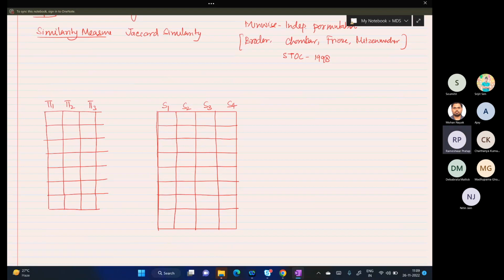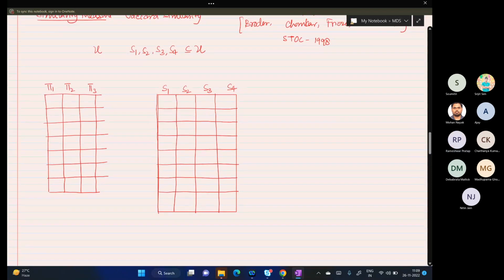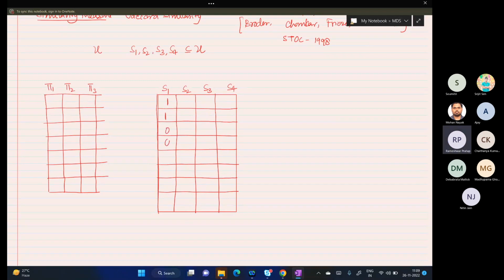Okay, so suppose these S1, S2, S3, and S4 are our input. Suppose we have some universe U, and S1, S2, S3, and S4 are subsets of that universe. For simplicity, we assume that these sets are represented as binary vectors like this. Suppose your S1 is, for example, 1 1 0 0 0 0 1 1 0 0.